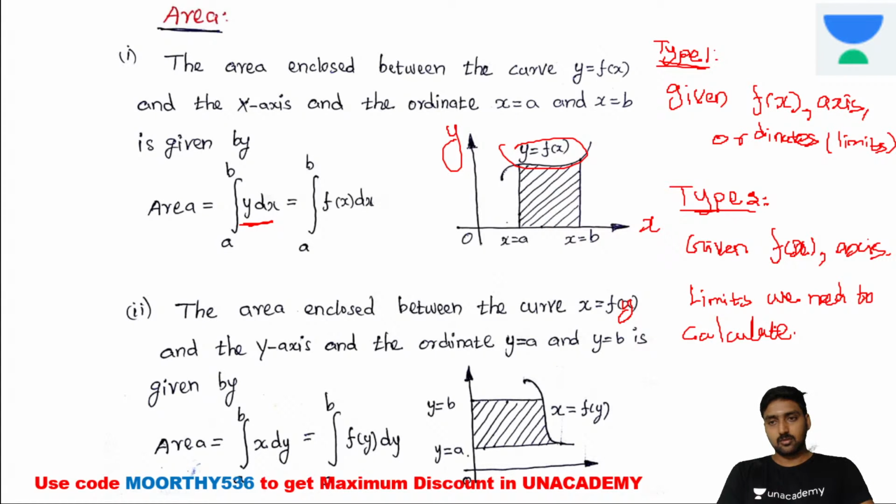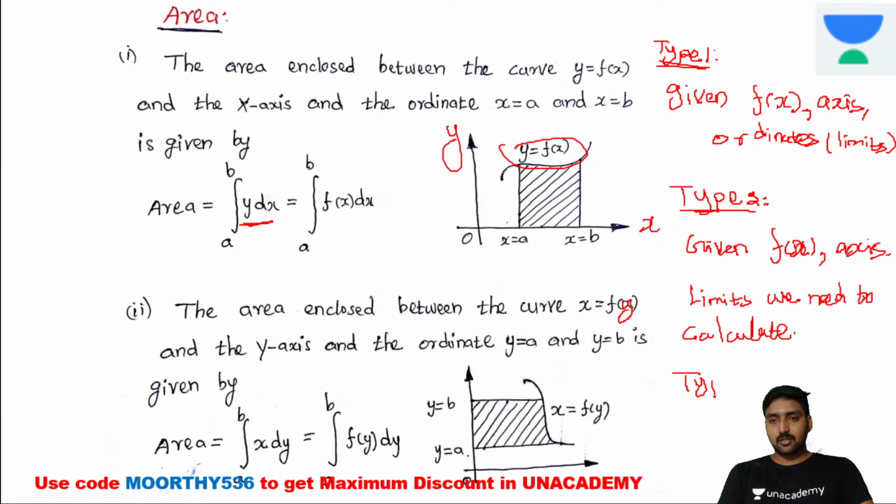It's a type 2, right? They are giving function as well as axis. In case they are giving the function as well as x-axis, we need to identify the x-axis limits. In case they are giving the function as well as y-axis, we need to identify the y-axis limits. So how to identify the limits, I will explain it in the forthcoming slides.